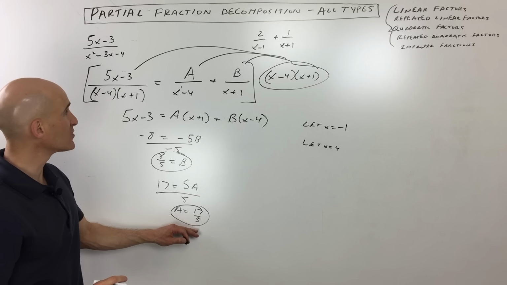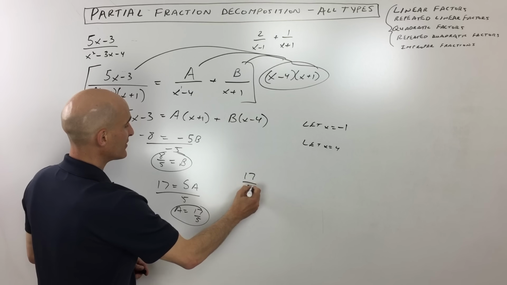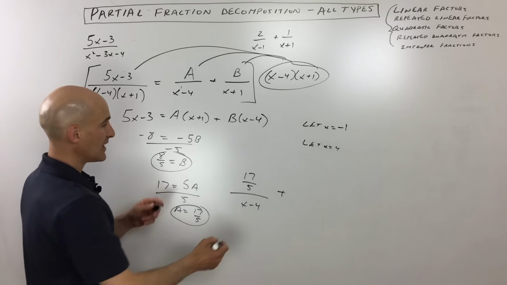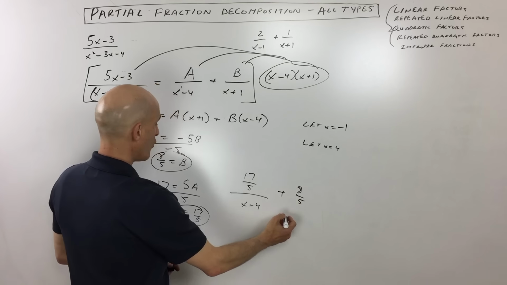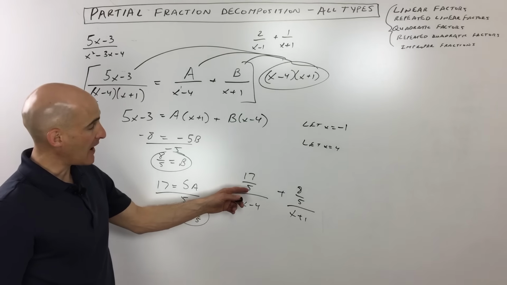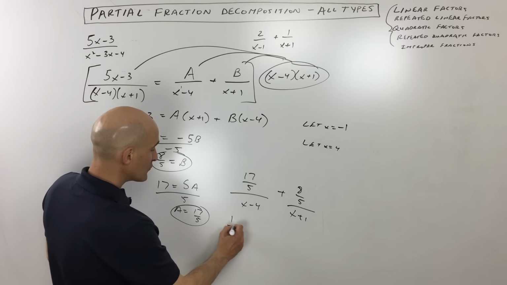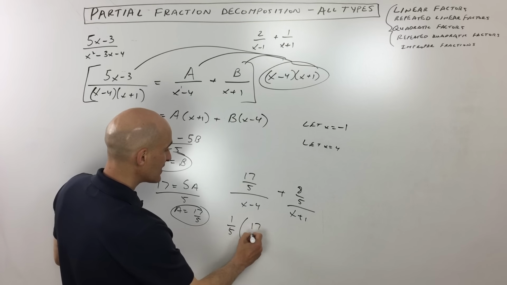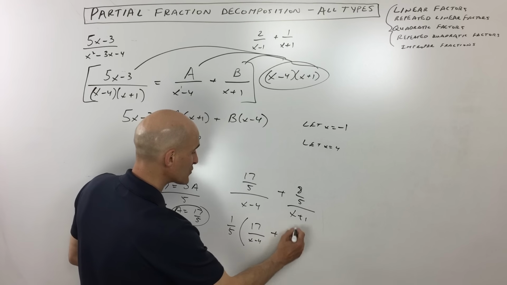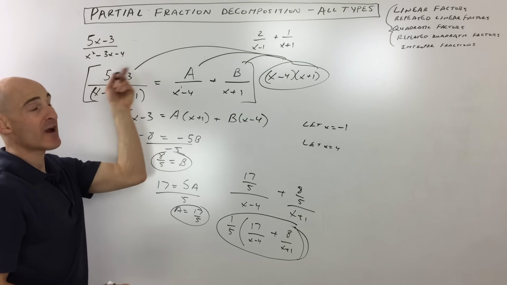So now what we want to do is put these back into the original fractions here. So we have 17/5 over x minus 4 plus, okay, b was 8/5, over x plus 1. And then you can take this a step further, you see how you could factor out a 1/5. So if we did that, this would be 1/5 times 17 over x minus 4 plus 8 over x plus 1. And if you combine these together, you're going to get back this original fraction right here.